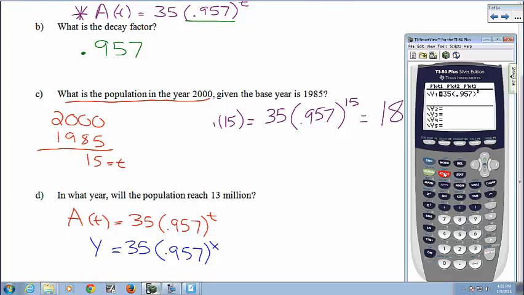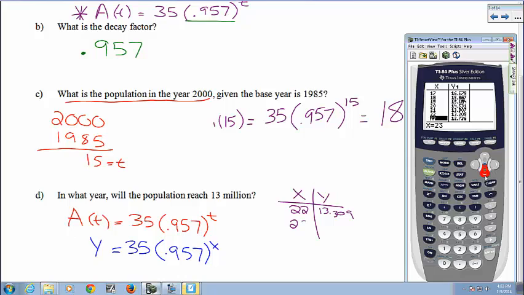Now, I'm going to use the table function by hitting second table to get a list of x and y values for the function. Scrolling down shows you that after 22 years, we are slightly over the 13 million mark, but by the end of the year 23, we have dropped below that 13 million mark. So we can conclude that somewhere in year 23, the population will decrease to the level we're looking for.